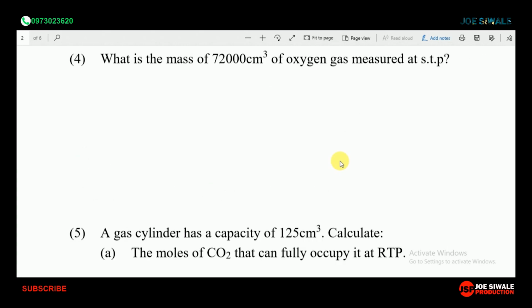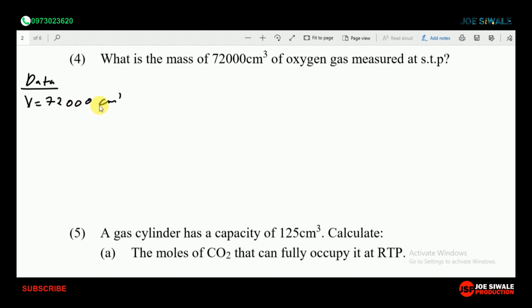Question 4 reads, what is the mass of 72,000 cubic centimeters of oxygen gas measured at standard temperature and pressure? The first step that we're supposed to do there is to calculate the number of moles, and after calculating the number of moles, we can now calculate our mass. So let us write down the information that we have been given. We have been given volume as 72,000 cubic centimeters.